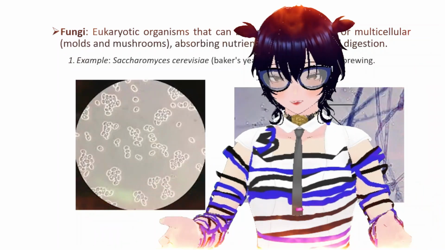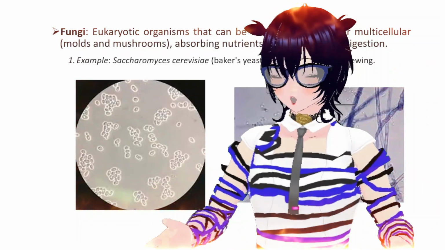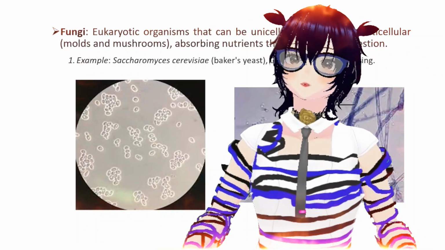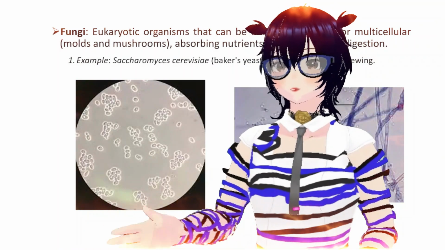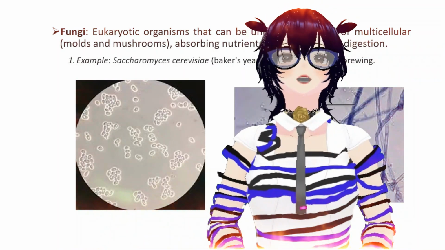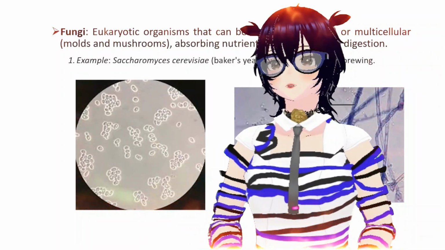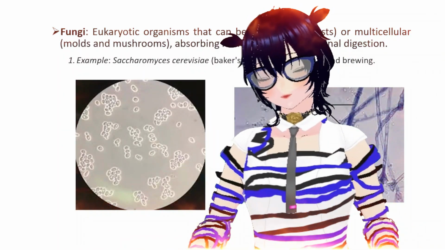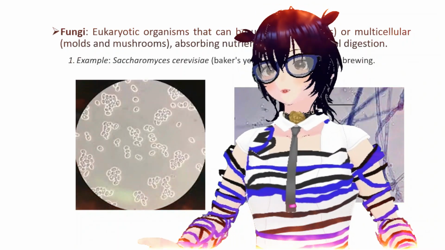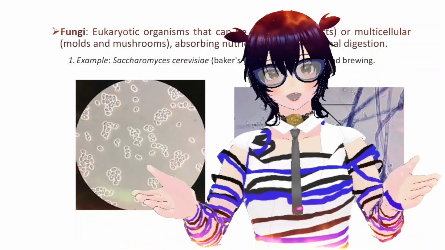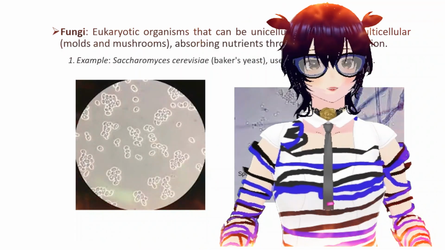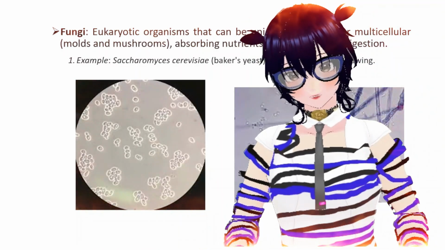Now, eukaryote cells can be unicellular or multicellular. Fungi actually have both. The unicellular cells in the fungi are called yeast, while the multicellular ones are called molds and mushrooms. Actually just molds, but mushrooms are very different, so we have to name them separately. Now, how do fungi live? They absorb nutrients. The example is Saccharomyces cerevisiae.